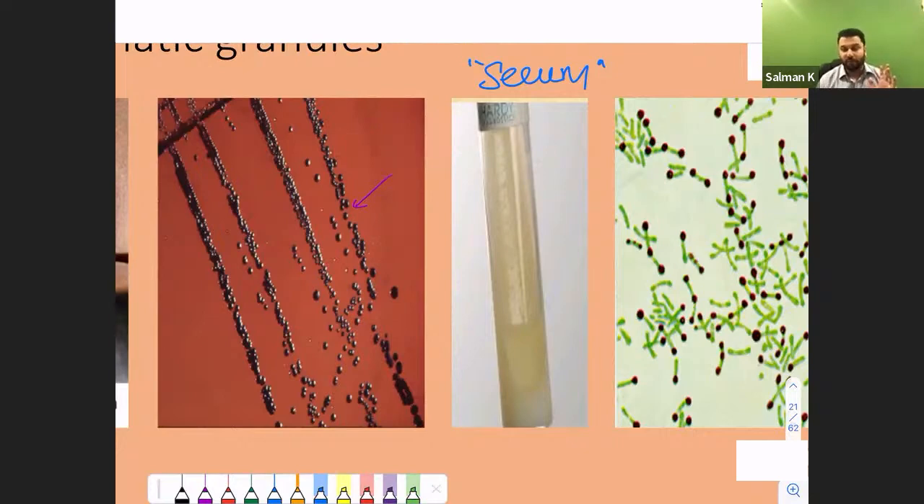What is the problem with Loeffler serum slope? You will have unwanted growth also. It's not selective for diphtheria only. Okay, so that's about that.